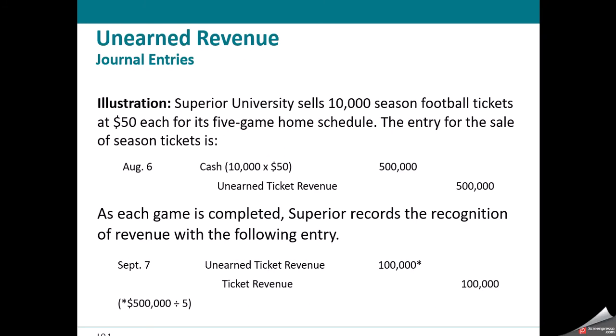So we would say, okay, now this is the first game maybe, and it's 1/5 of it. So 500,000 divided by 5 gives us 100,000. So that's what's earned. So we take it out of the unearned by debiting that, and then now we record the ticket revenue because we have earned it.